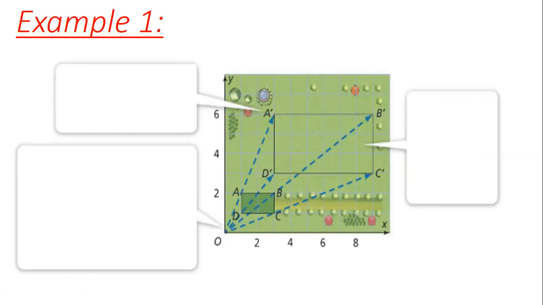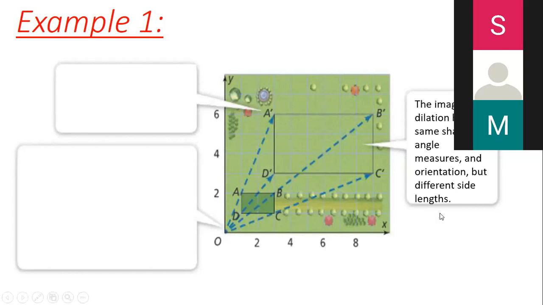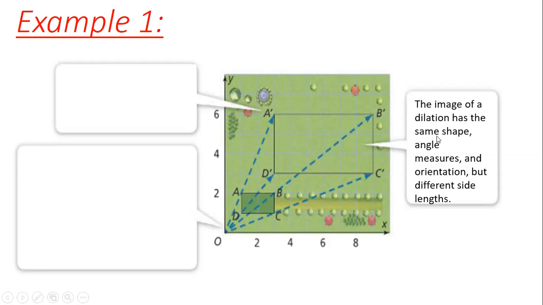So here, first of all, we have dilation, yes? Okay. The image of a dilation has the same shape. It was a rectangle ABCD, so it's going to also be a rectangle. I cannot, for example, have a triangle and dilate it to get a rectangle. No, I will have the same shape, same measures, same orientation also. If you see ABCD and A prime, B prime, C prime, D prime, it is the same way, but only a different side length.